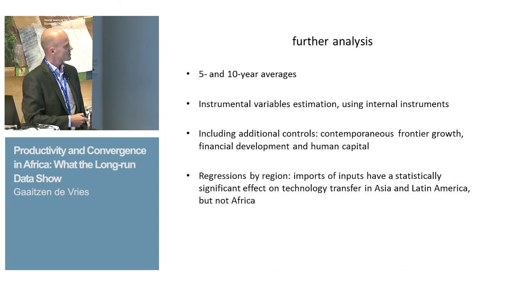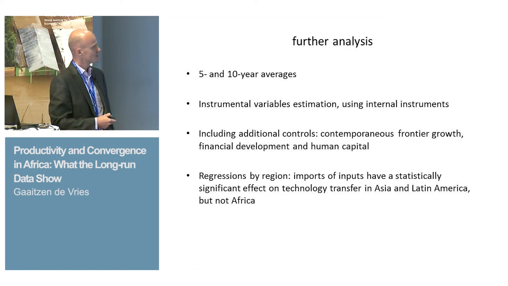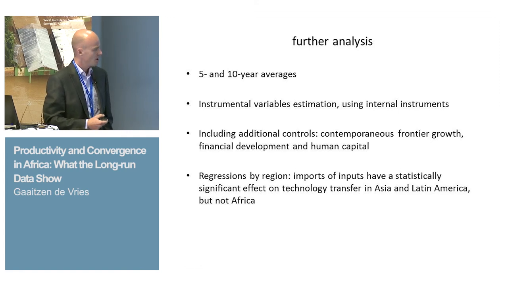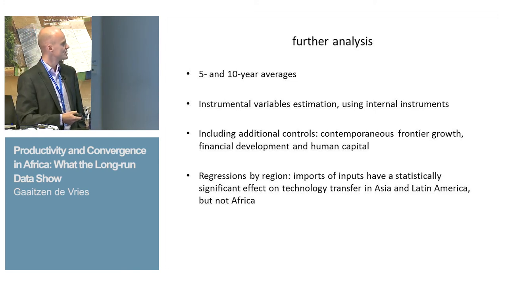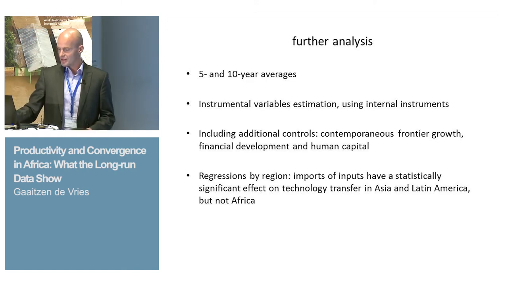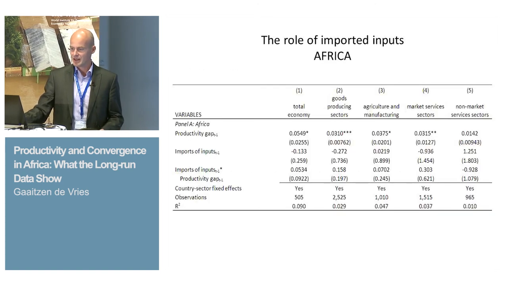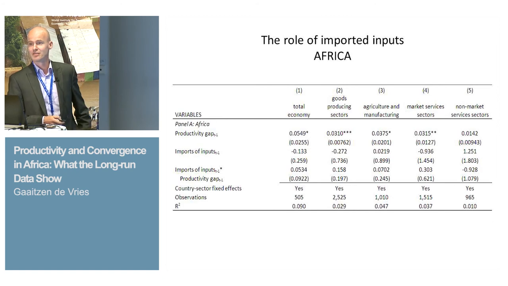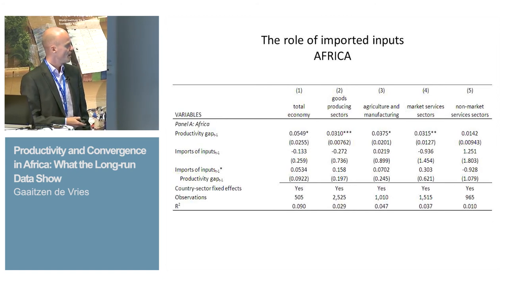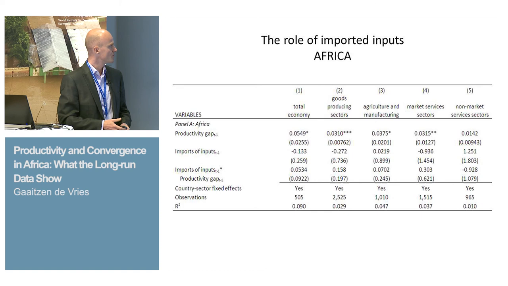I included additional controls, so growth at the U.S. technology frontier, controls for financial development, so credit to GDP, and human capital interacted with the technology gap, so potentials for technology transfer. My main focus is on the role of imported inputs, which is robust and significant. If I do this by regions, however, I tend to find a positive effect for Asia and Latin America, but most of the results actually disappear once I do this for Africa. So this is something to discuss, perhaps: in Africa, I do not find any significant effects of the role of trade on productivity growth.